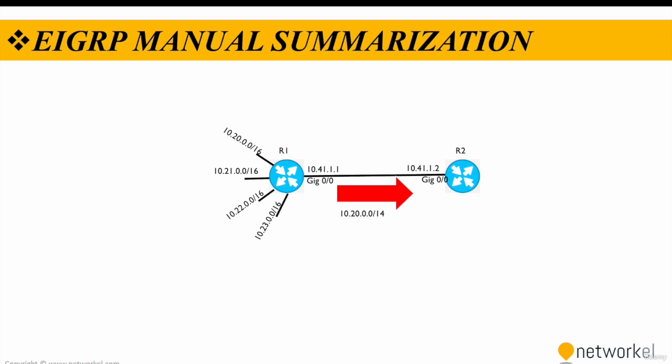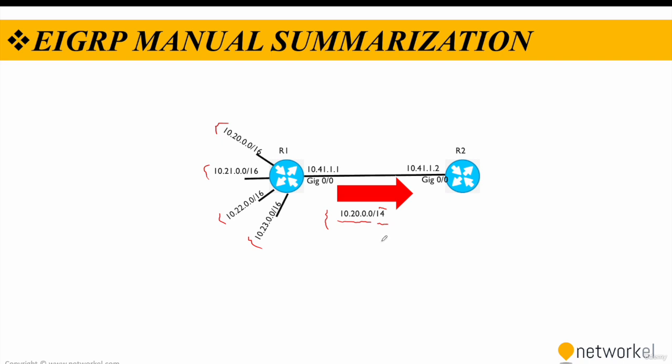Okay, so in here you are seeing, let me grab my pen. So we have like 4 different networks connected to router 1, and I am going ahead and performing a manual summarization, which is 10.20.0.0/14. Pay attention to the subnet mask, it is not a classful one, and I am representing these 4 different networks by using this single IP and the subnet mask.